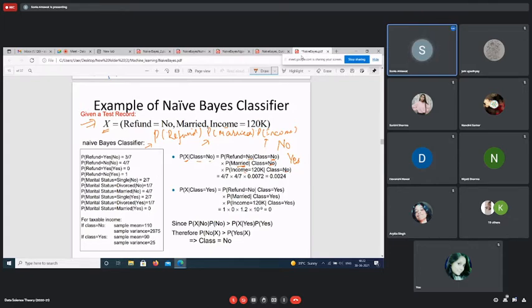So over here, refund with no class is 4 by 7. So we'll take 4 by 7 over here. Then P of married with class no. The marital status married with class no is again 4 by 7. Is it okay till this point? Yes, ma'am. After this, we have to calculate P of income 120K for class no.